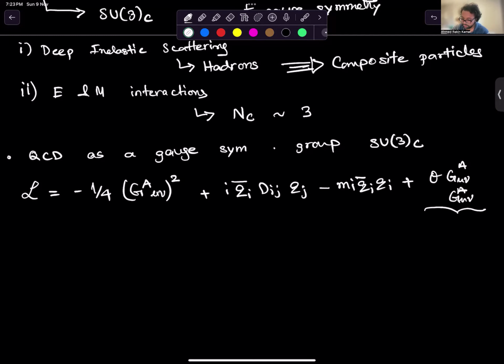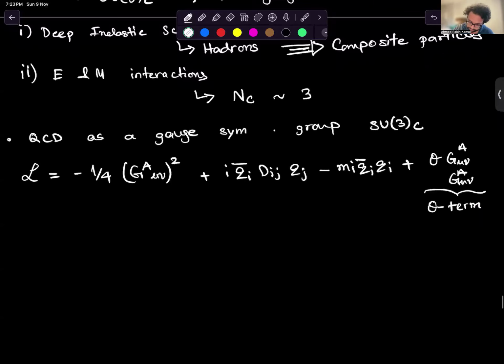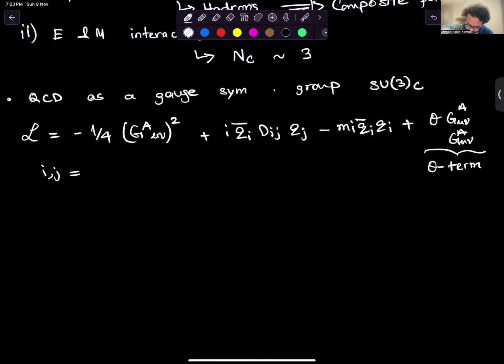So this we neglect. This is called the theta term of QCD. It has a story of its own. If you're interested, just search the theta term of QCD, and it leads to one of the most interesting and still unsolved problems of high energy physics. And mu nu here are, of course, space-time indices, and i, j are color indices.